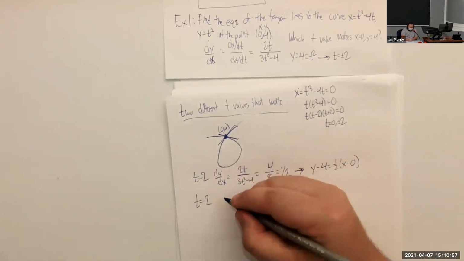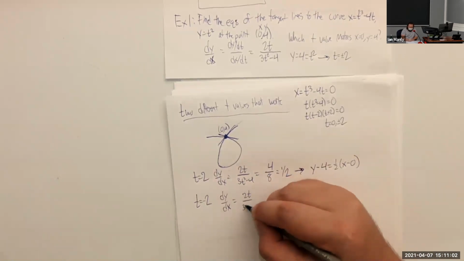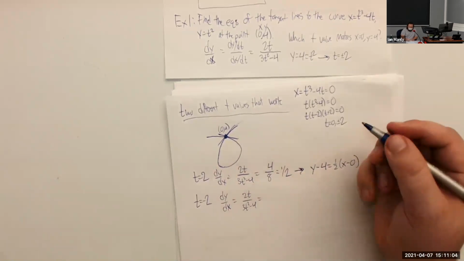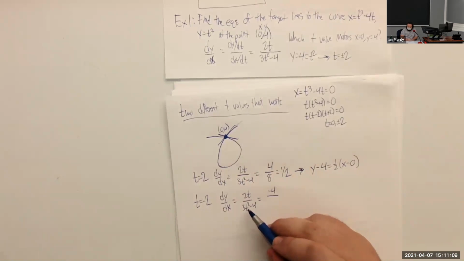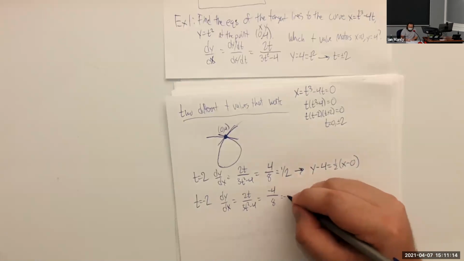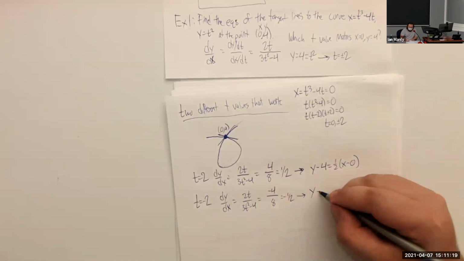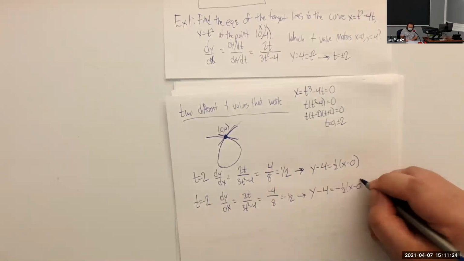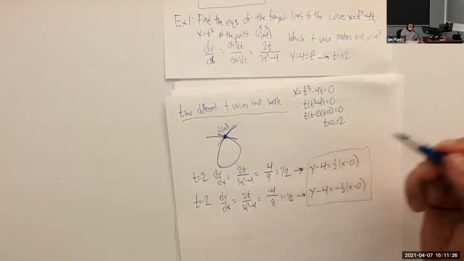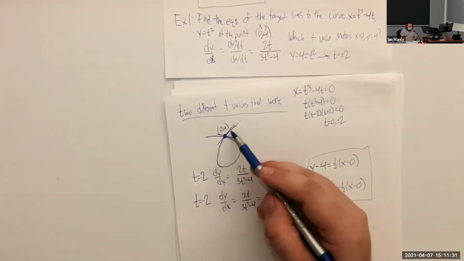Then we have t equals -2. Let's see what tangent line this produces. So we have 2t over 3t squared minus 4. So this is going to be -4. And since I'm squaring the 2, this is still going to be a +4. So we have 12 minus 4 is 8 again. So we end up with -1/2. So this tangent line will be y minus 4 is equal to -1/2 x minus 0.